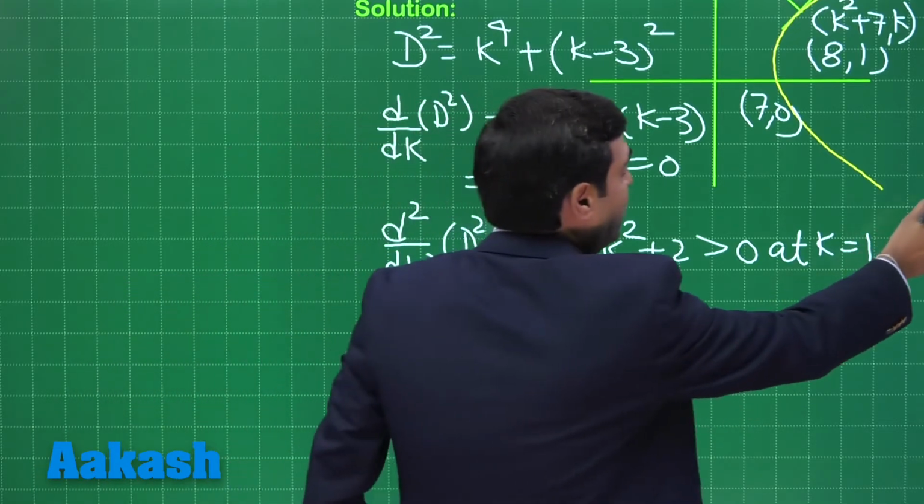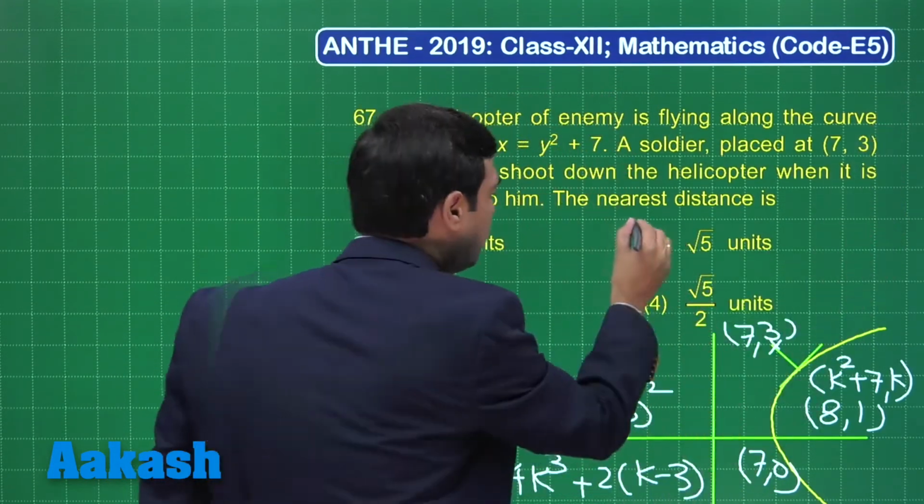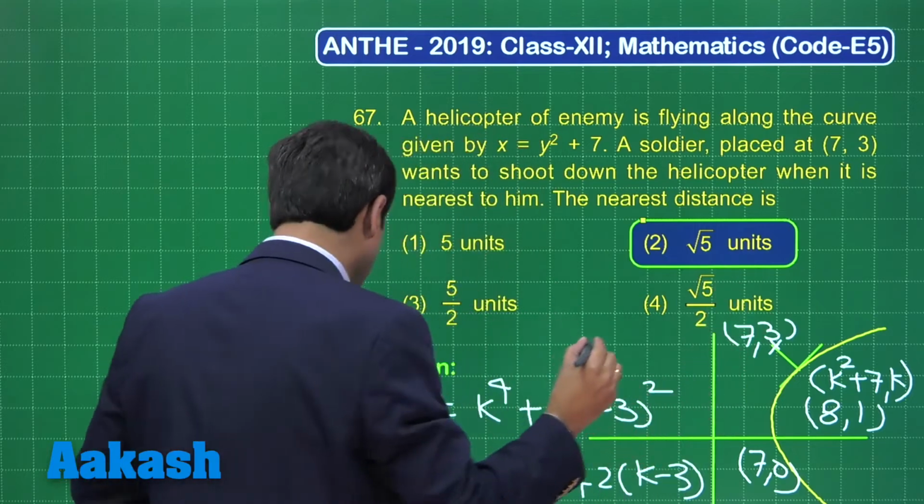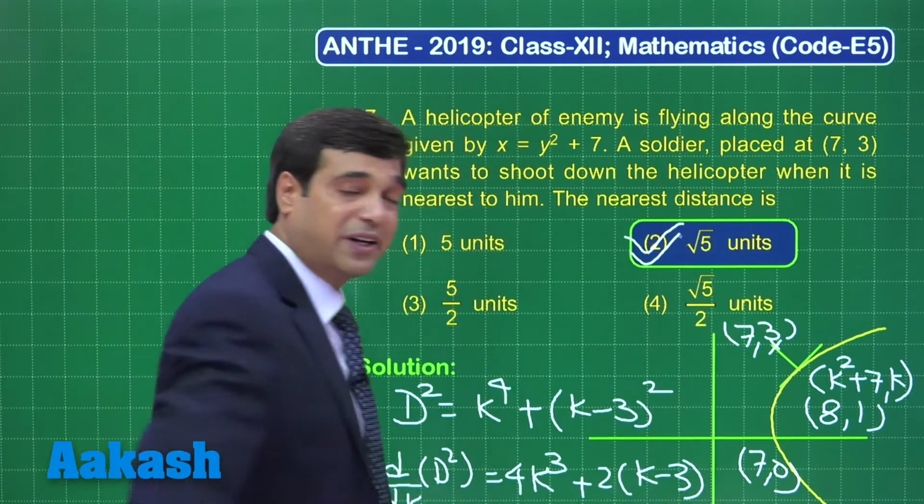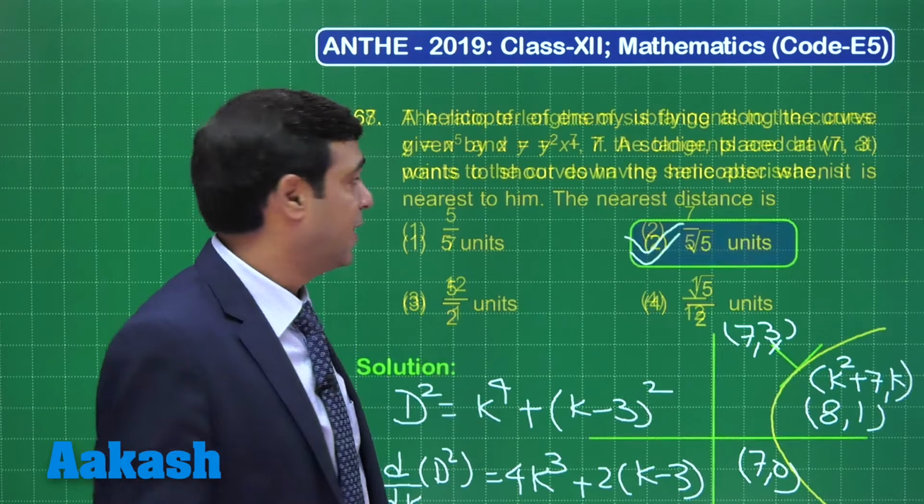Let's check from the given options. √5 means option number 2 is the correct answer for this question. Let's consider the next question now.